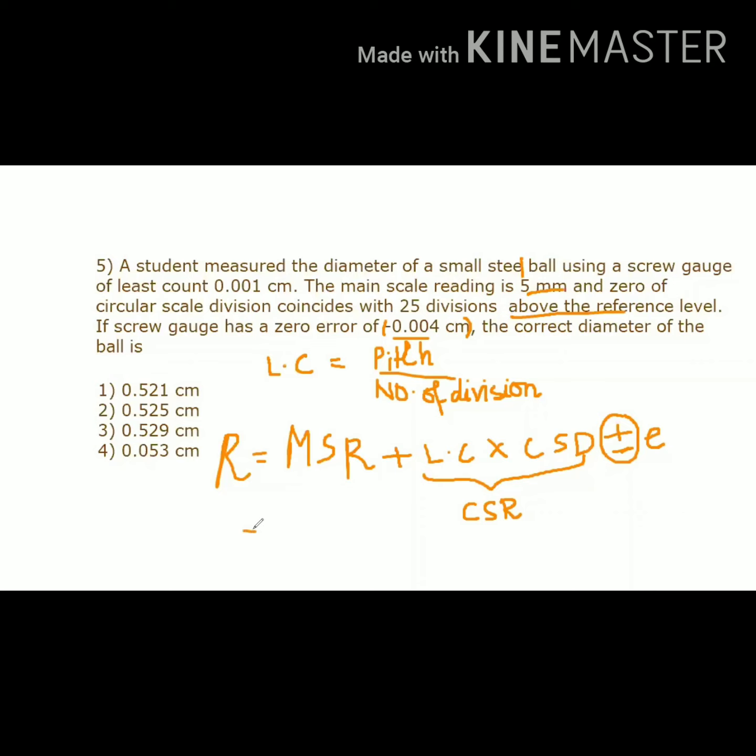So MSR, which is given in the question to be 5 millimeter, when I convert it to centimeter, it becomes 0.5 centimeter. Then least count is 0.001 into CSD. CSD is 25. The 25th division is coinciding, so it is 25. Plus or minus, it is a negative error, so minus of minus 0.004.